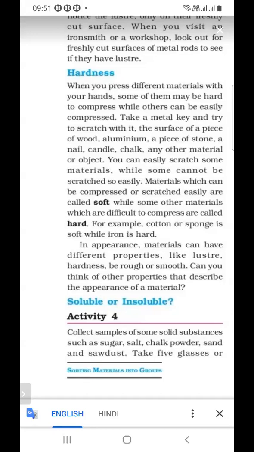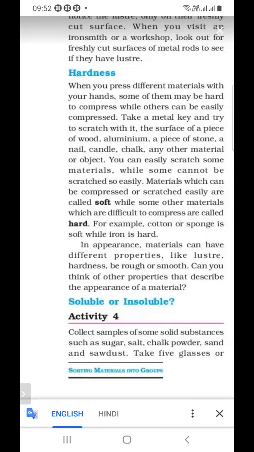So what are the examples of soft material and hard material? Cotton is a soft material and iron is a hard material. So there are two types of objects, first is soft and second is hard. The material which can be easily compressed is called soft material, and the material which is difficult to compress is called hard material. So what are the examples of hard and soft material? Cotton is a soft material and iron is a hard material.